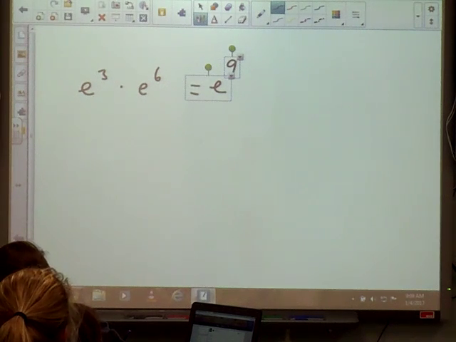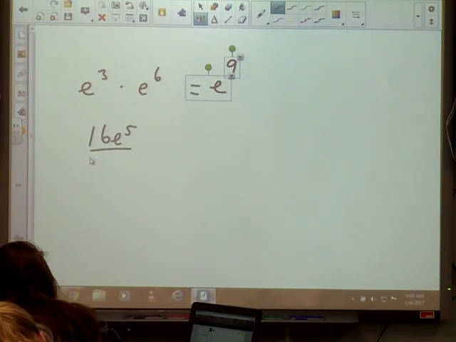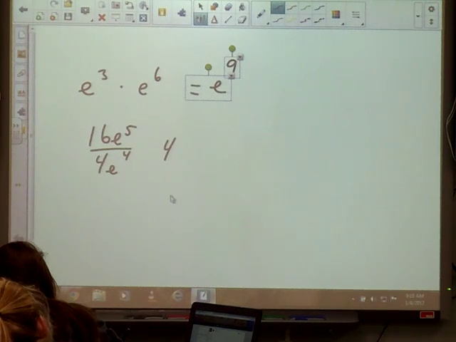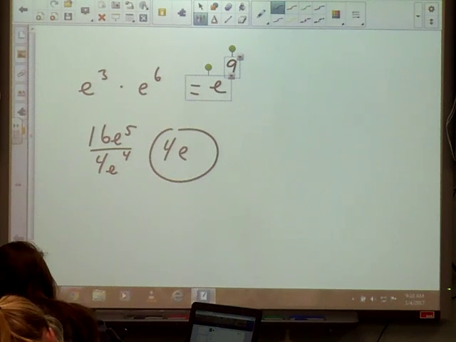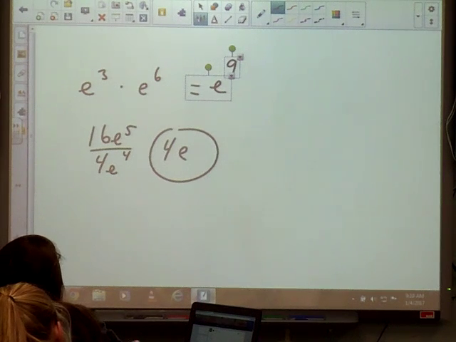Alrighty, if we had 16e to the 5th divided by 4e to the 4th. Okay, we're just simplifying again. What would we do with the 16 and the 4? Divide. It's a division problem. You've got coefficients, so you divide. 16 divided by 4 is 4. Then we've got a base of e. What do you do with those powers when it's division? Subtract. So e to the 1st is the same as just e. So that's it. Not a whole lot.